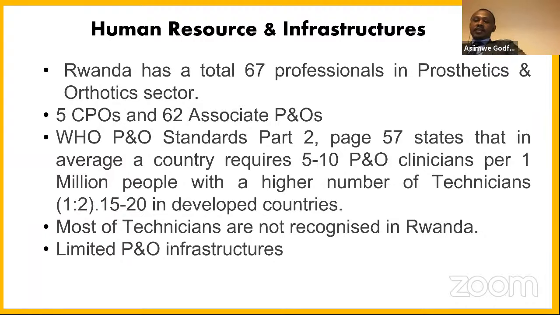Another thing is limited infrastructure. We still need to build P&O services and improve those that exist in Rwanda. If we do this, we will improve the quality of services being delivered.